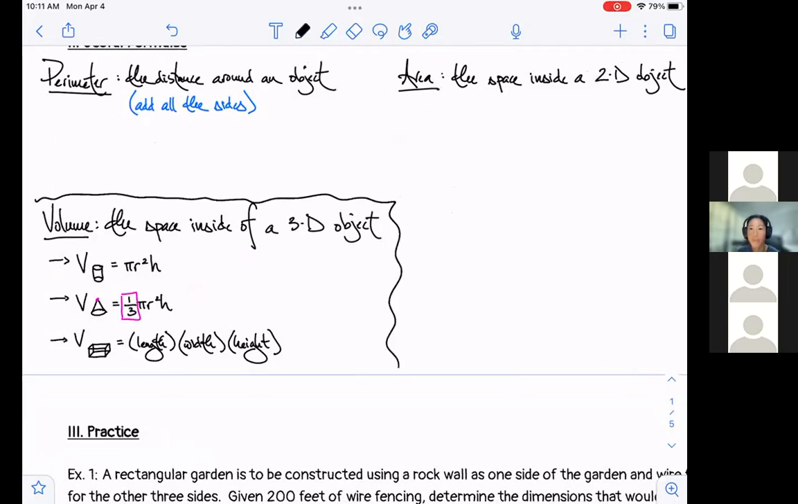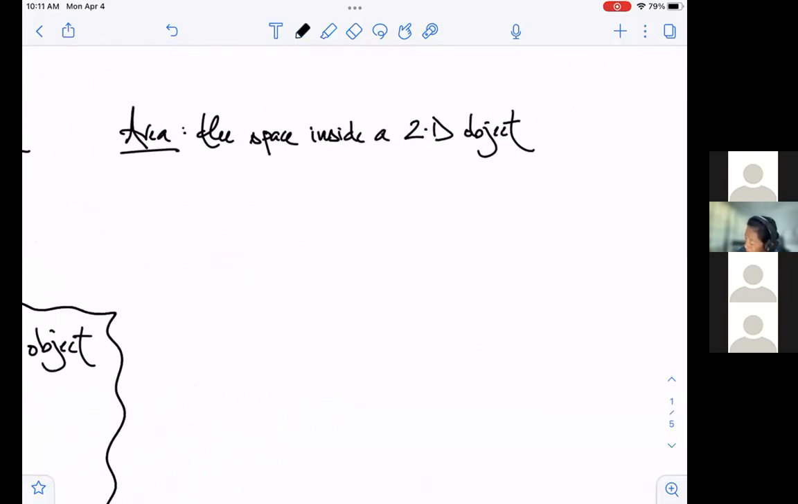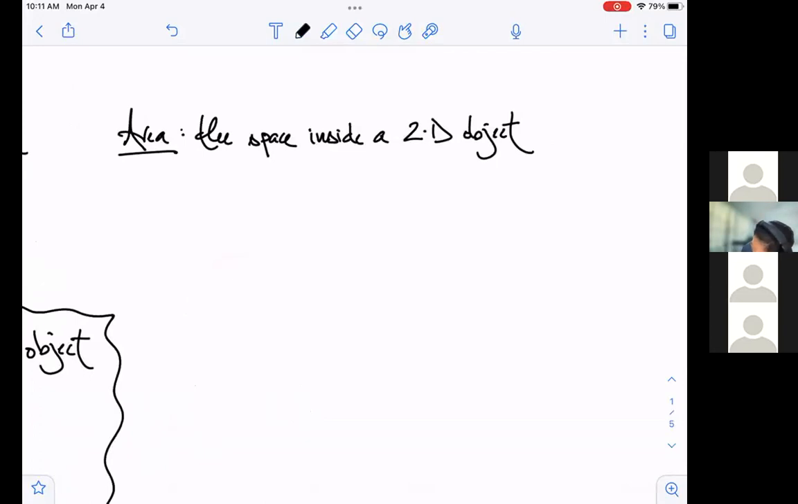All right, so let's hop back 1 dimension, and let's take a look at area, all right? And we'll run through a list of common shapes like we did for volume, okay? So let's start off with the area of a circle. A circle is 2 dimensional.